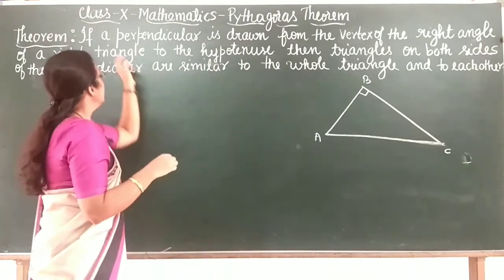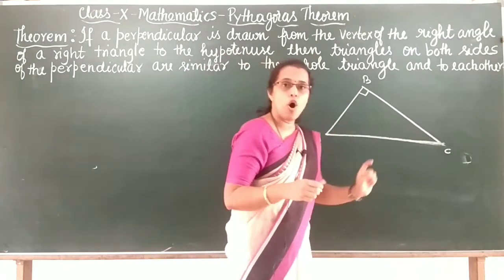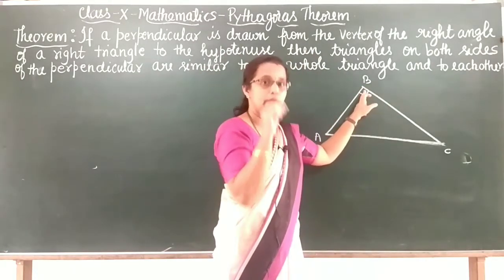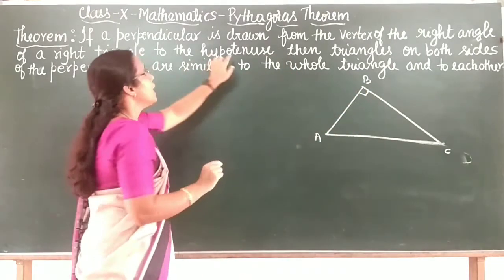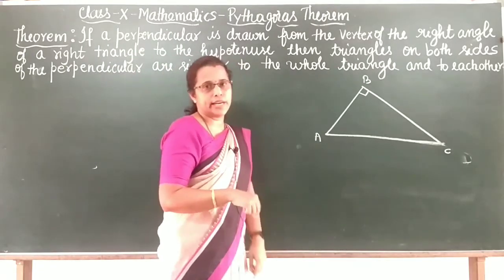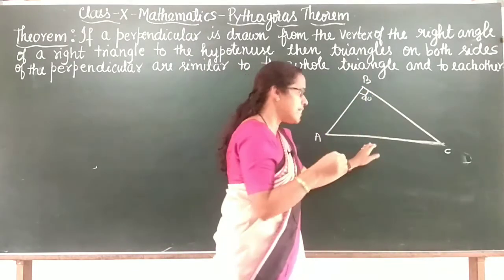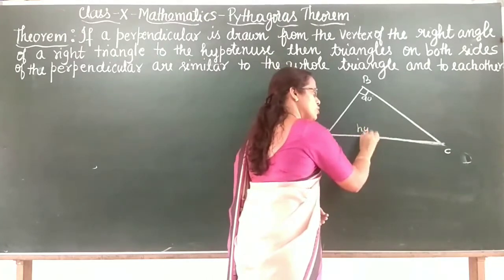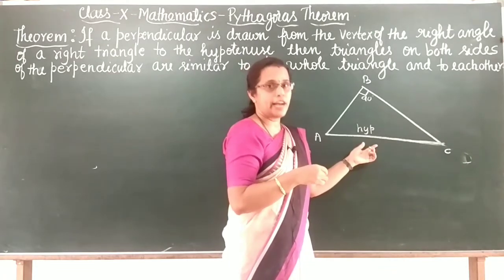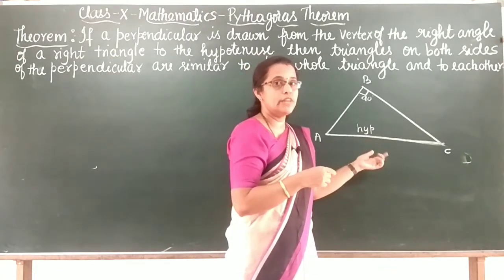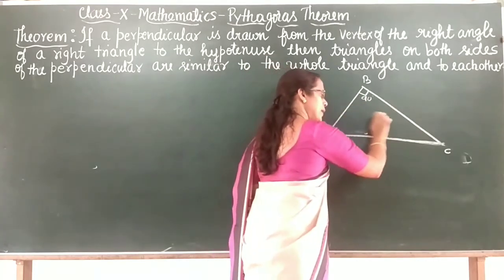Okay children, so see here, from the vertex where the right angle forms, you have to draw one perpendicular to whom? To the hypotenuse. Who is the hypotenuse in a right angle triangle? The side in front of the 90 degree angle is called the hypotenuse, which is the longest side in a right angle triangle. So for this longest side, we have to draw one perpendicular.